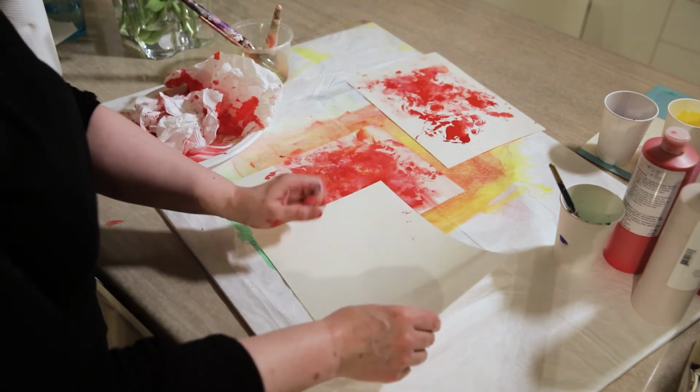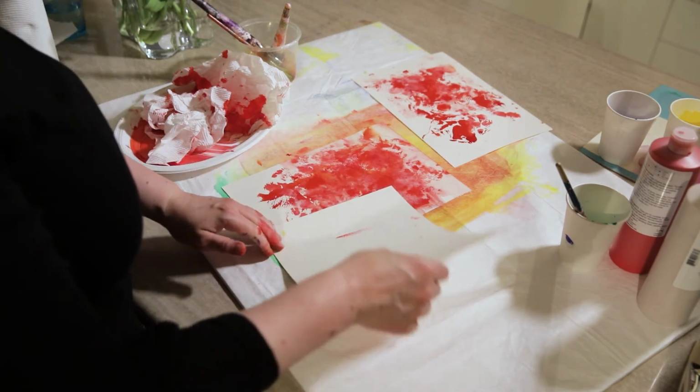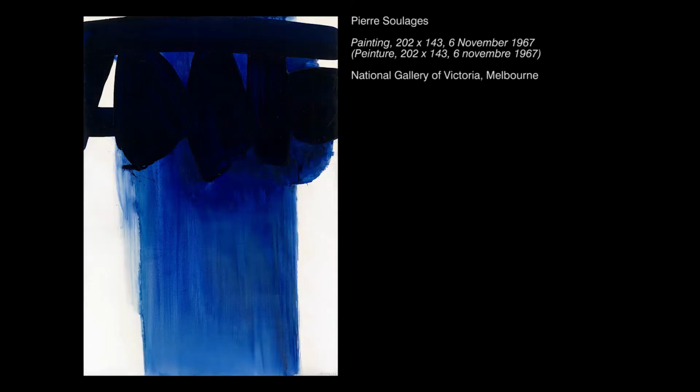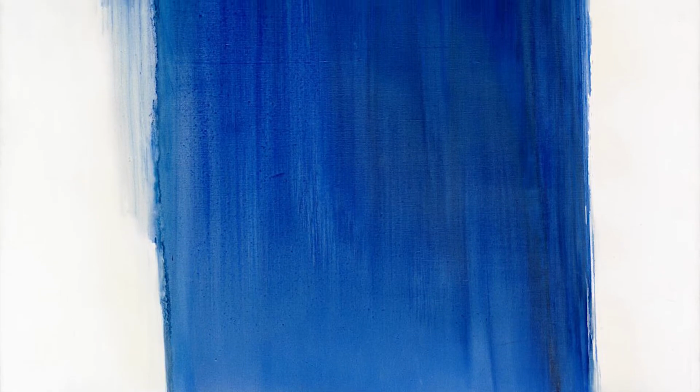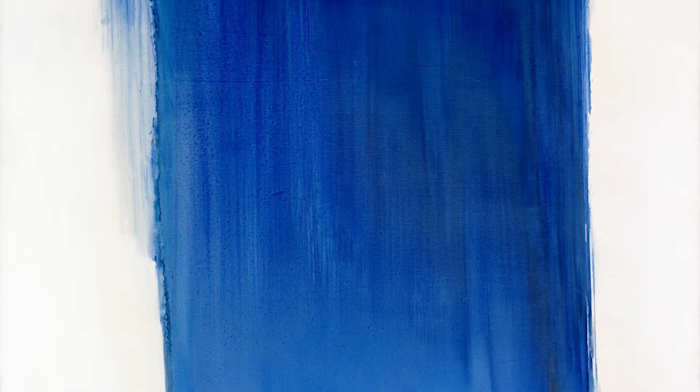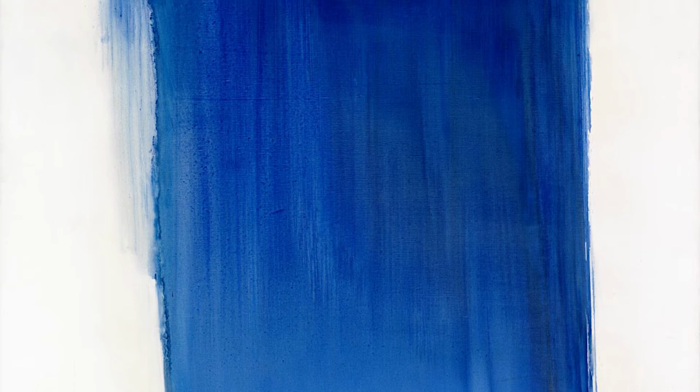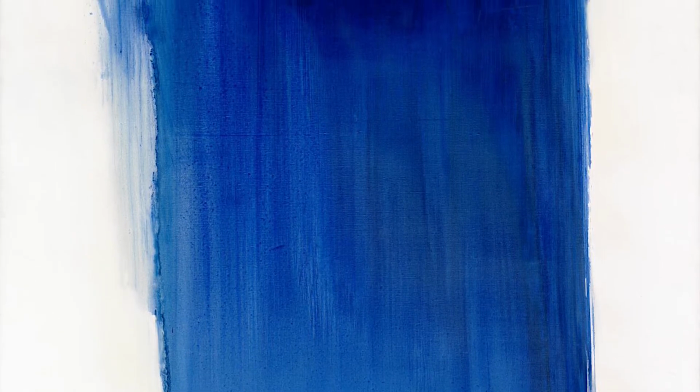Taking this idea of experimenting with different types of mark making further, if we look at the Pierre Soulages work, painting 6 November 1967, we can deduce that he first applied a sweep of inky blue-black with a very wide brush. When you look at the surface closely, you can see the marks the hair from the paintbrush has left across the smooth linen support. The paint is semi-transparent and almost feels like a waterfall.